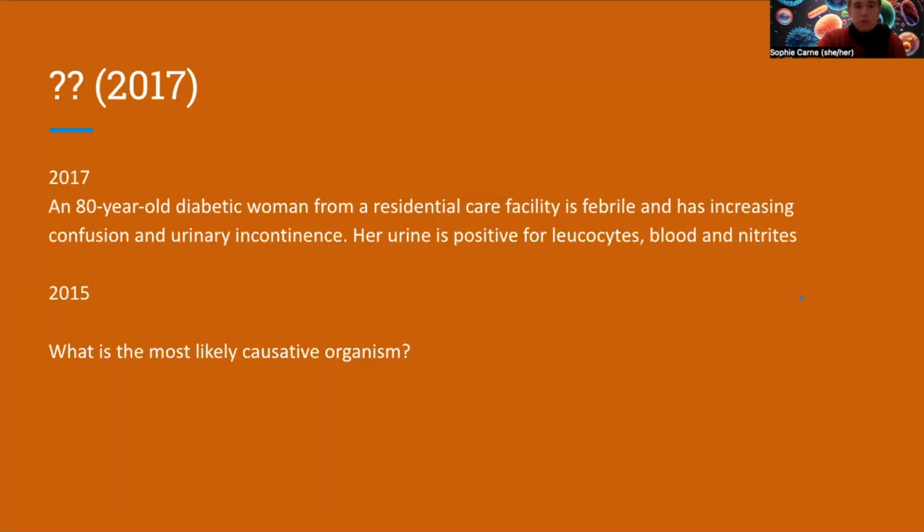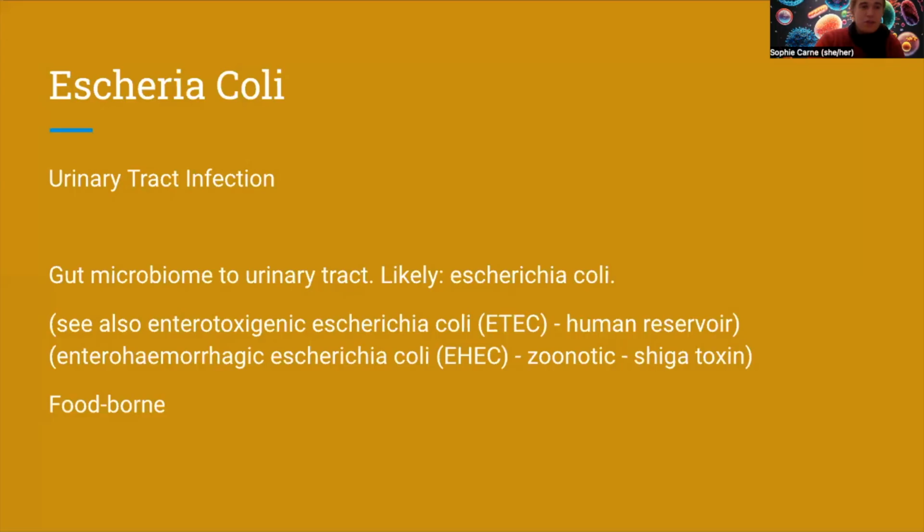So another question from 2017. Most likely causative organism of a urinary tract infection is, of course, E. coli. And I haven't covered ETEC or EHEC in this presentation.